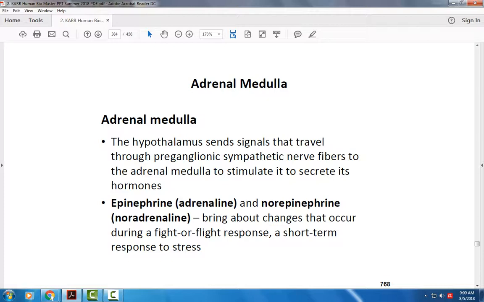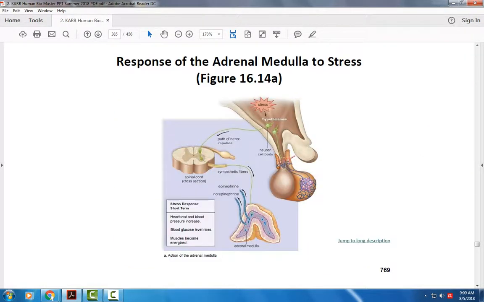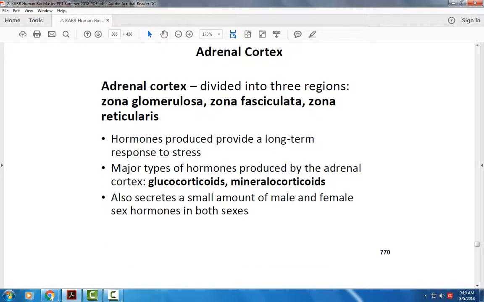So the adrenal medulla is that middle part, secretes the epinephrine and norepinephrine, and the only structures that control the adrenal medulla, it does not have receptors for hormones. It's stimulated by neurons from the nervous system. So autonomic neurons, sympathetic neurons from the spinal cord stimulate the cells of the adrenal medulla to secrete epinephrine and norepinephrine to the blood.